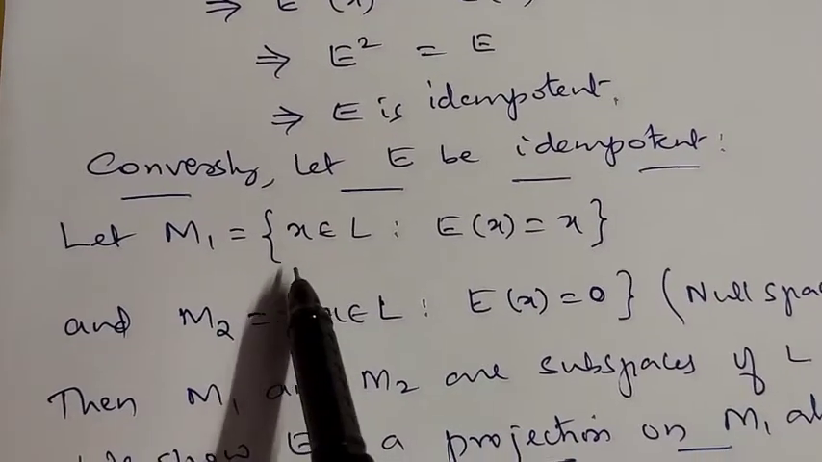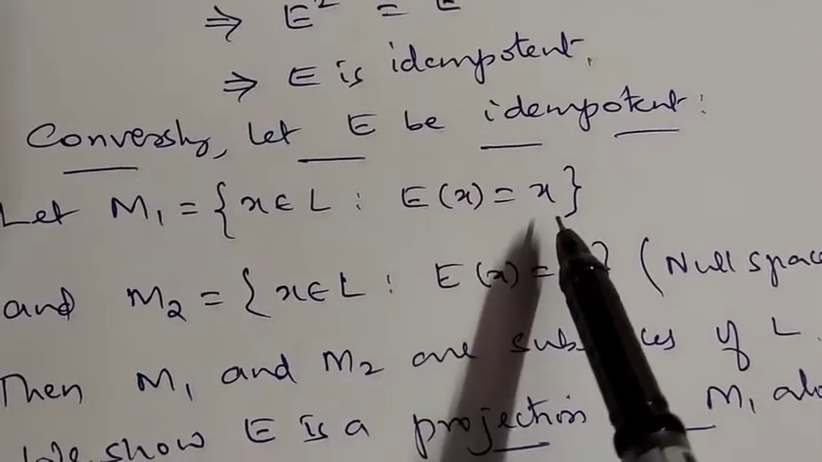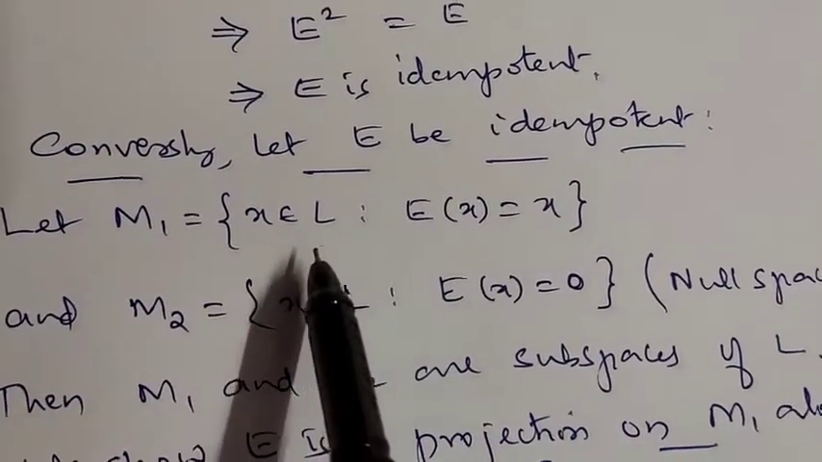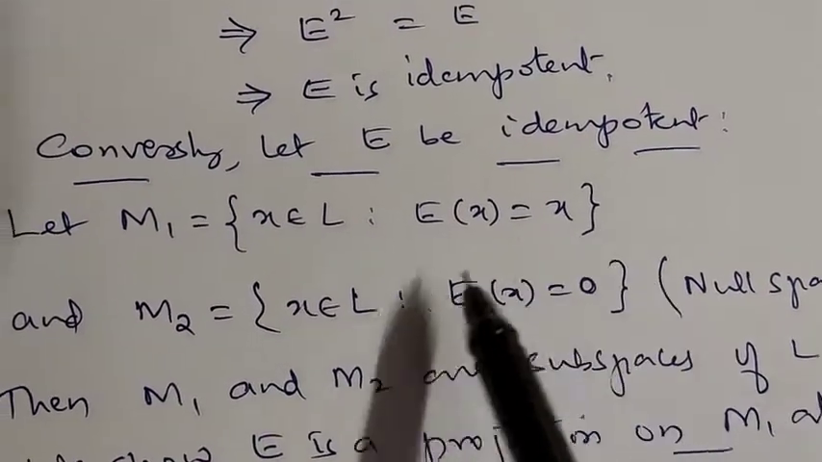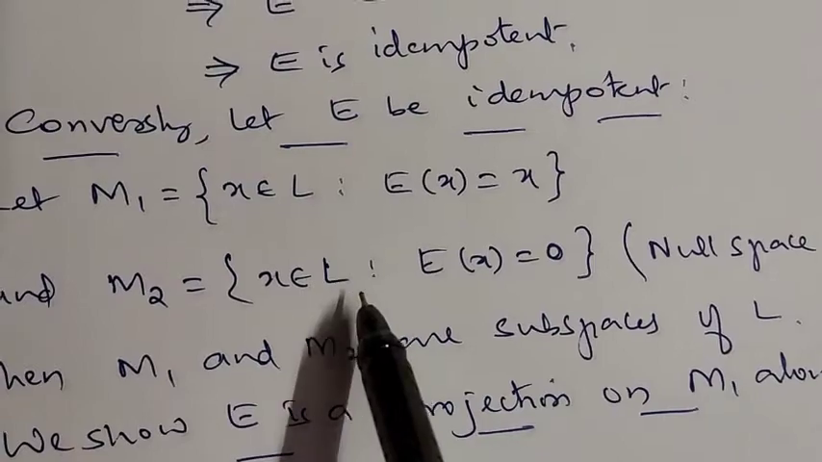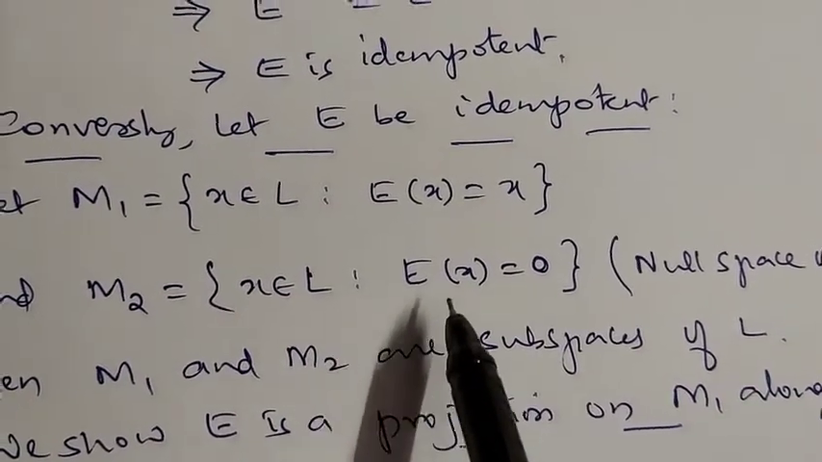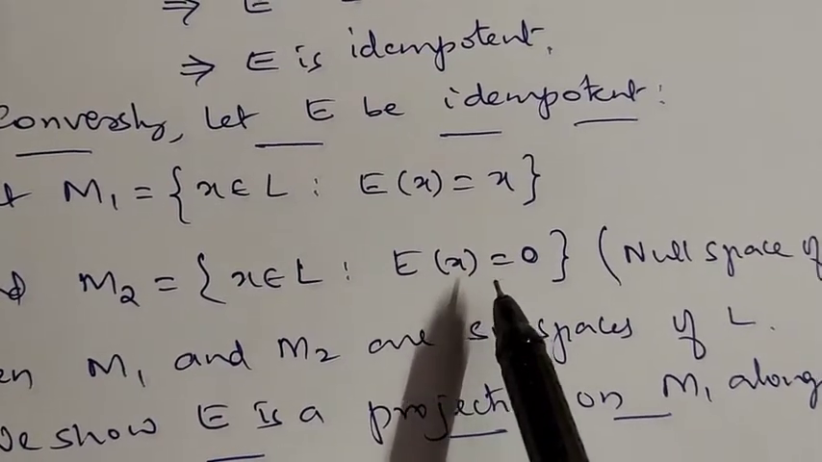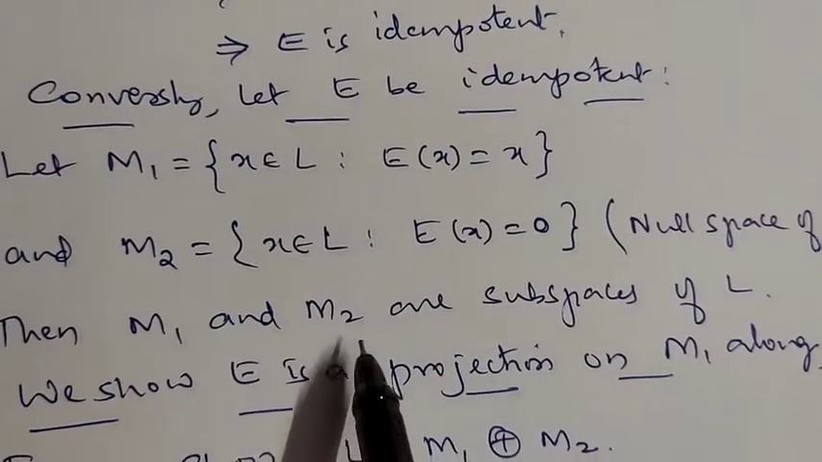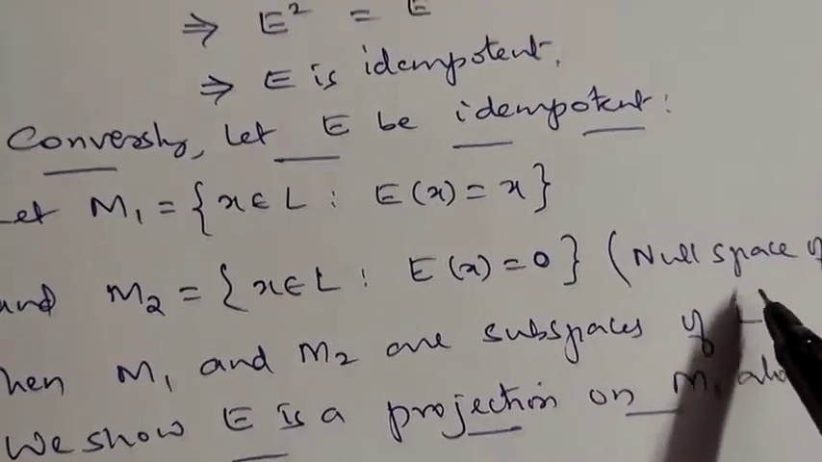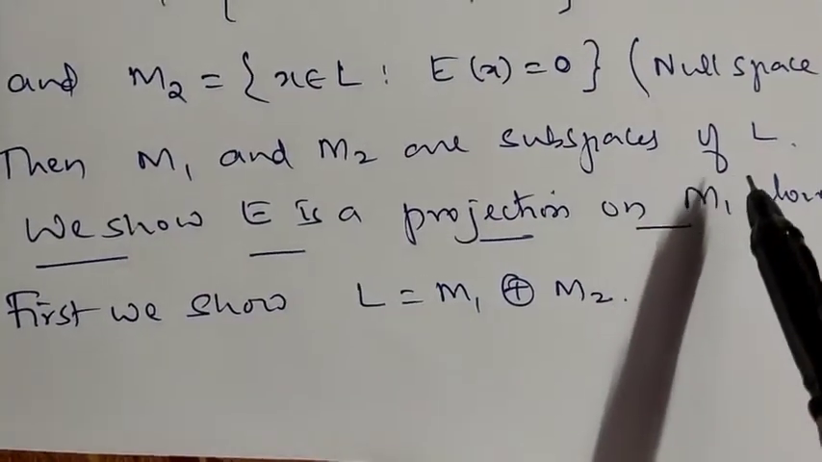Let M1 be the subspace of L containing elements of the form E of x is equal to x, meaning M1 contains the set of all x belonging to L such that E of x is equal to x. And M2 is equal to the set of all x belonging to L such that E of x is equal to 0. M2 is the null space of E. Then clearly you can see that M1 and M2 are subspaces of L, which you can verify easily.